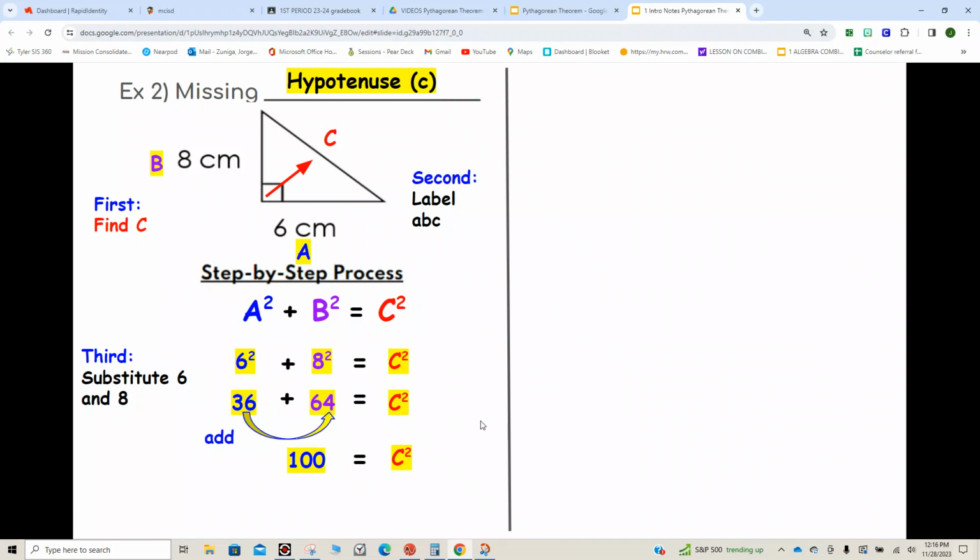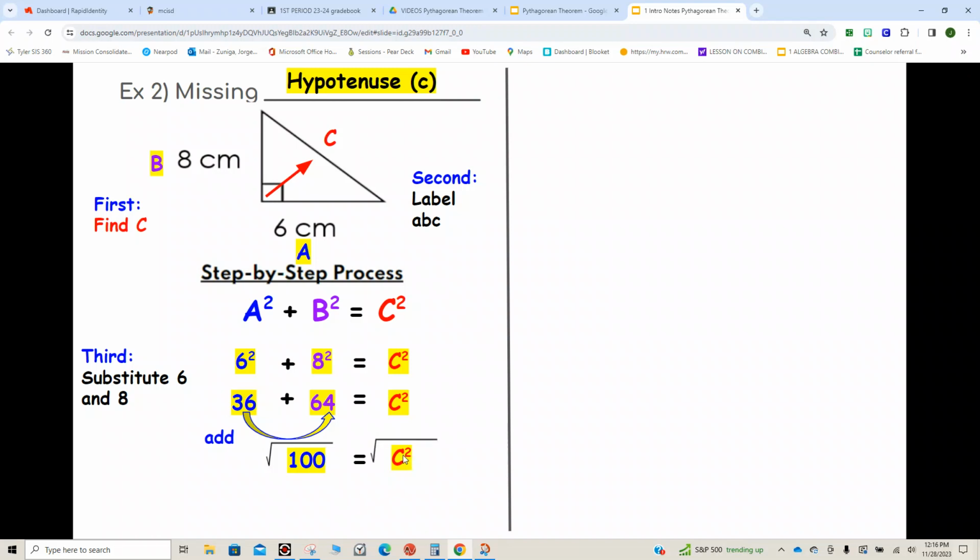Now, in order to figure out what the c is, because look, right now there's a little 2 here. That's not my answer yet. Remember that there's no little 2? This represents the length of this side of the triangle. So this is area. We have to do the square root of both sides. So once again, what do we do? The square root of both sides.